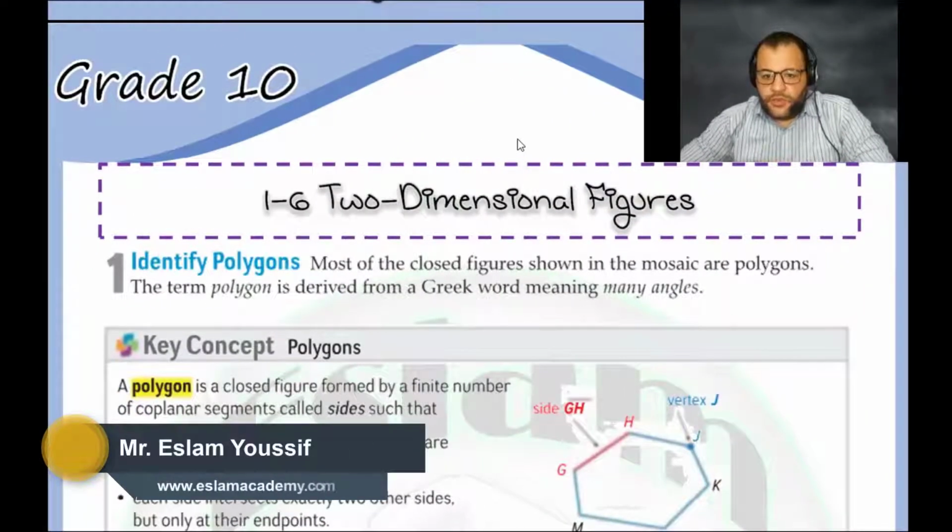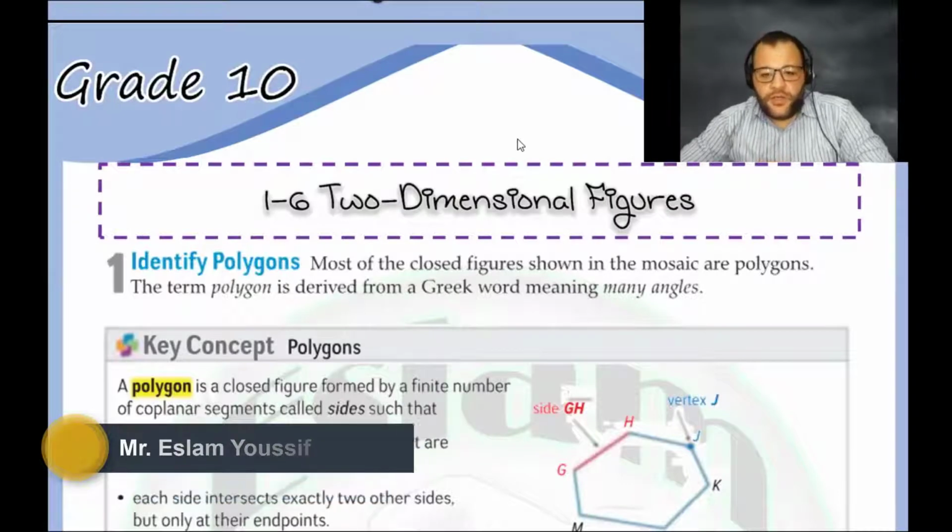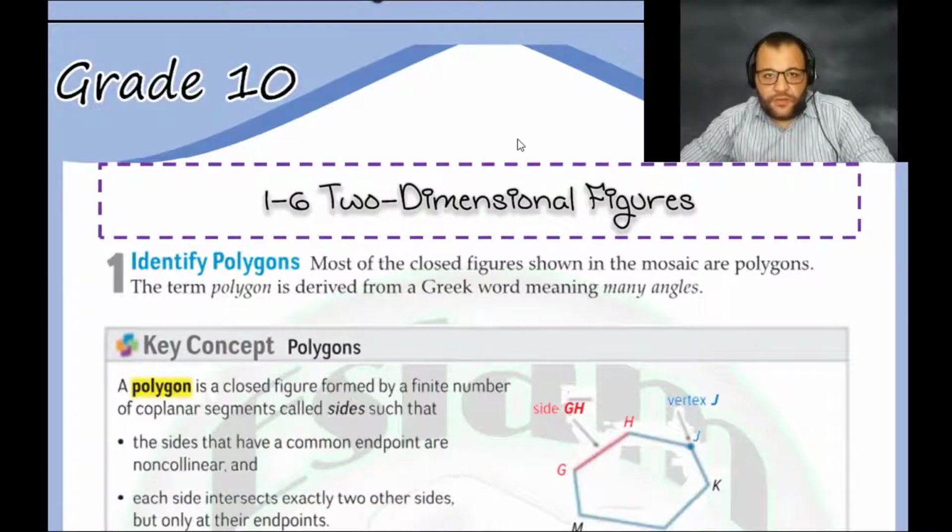Today, inshallah, we're talking about two-dimensional figures. One of the types of these shapes is defined as the polygon, which we need to define. The polygon is a closed shape formed from three sides or more. The polygon must be closed; it couldn't be open.